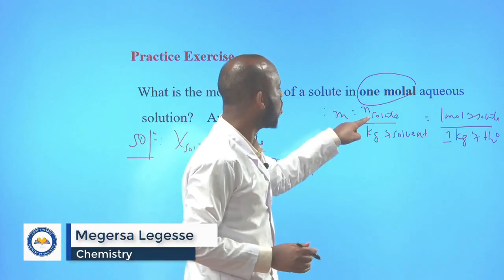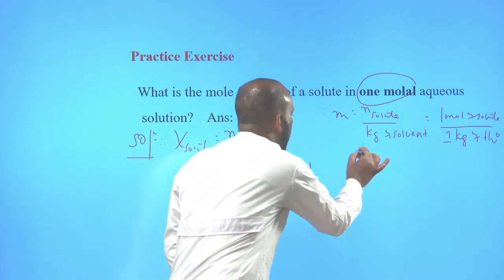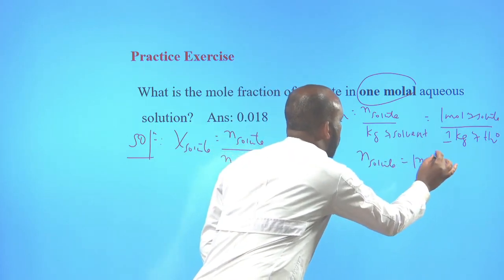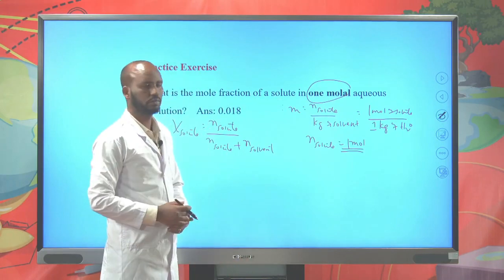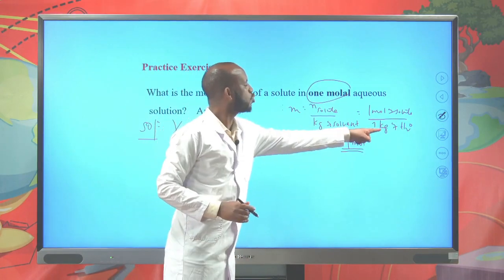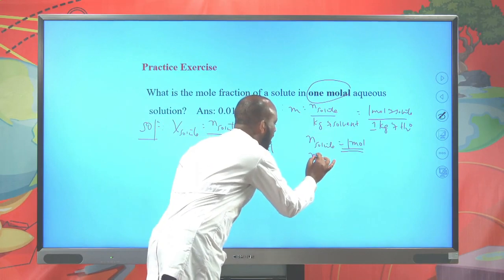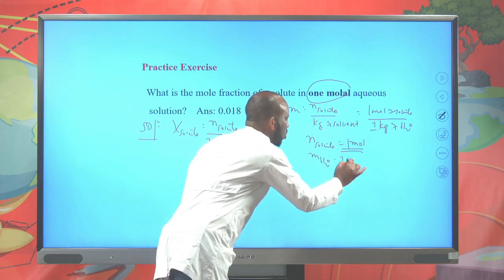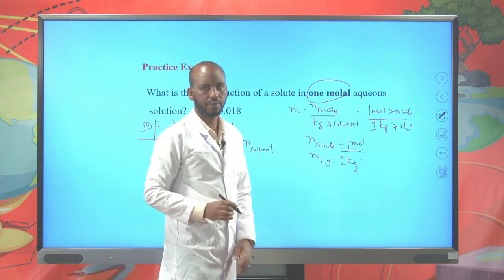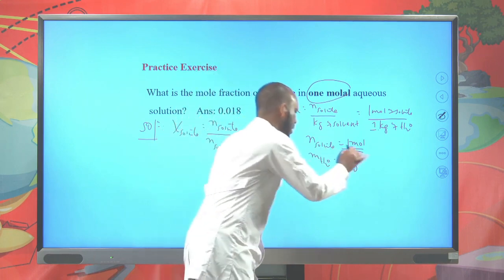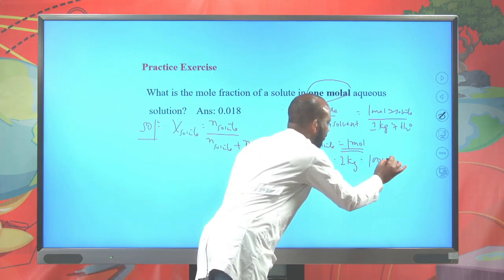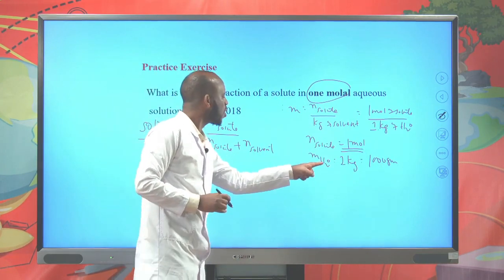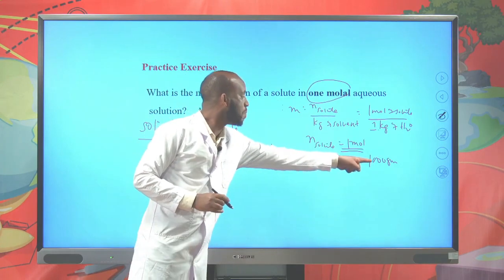From this, number of moles of solute is 1 mole. Mass of solvent, mass of water, equals 1 kilogram. In grams, kilo is 10 to the power of 3. Therefore, this is 1,000 grams. You can calculate number of moles of water from its mass.